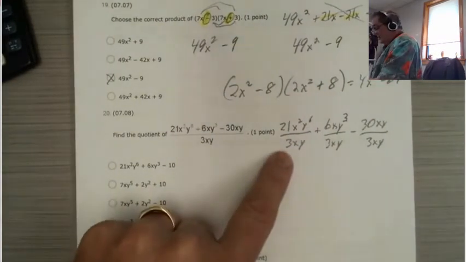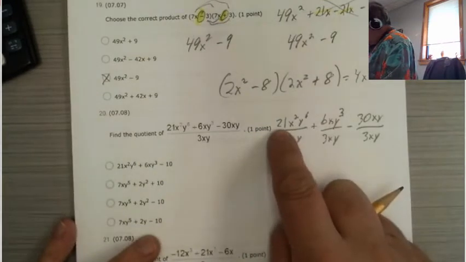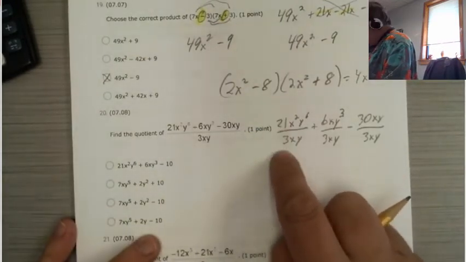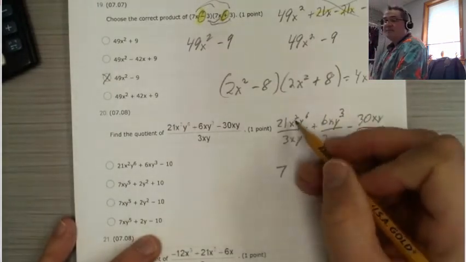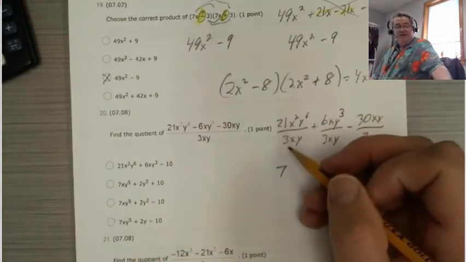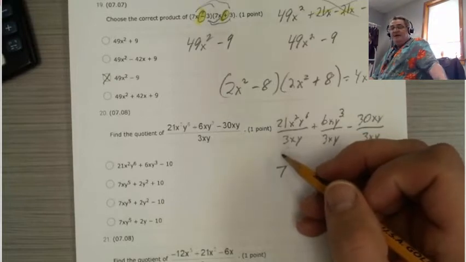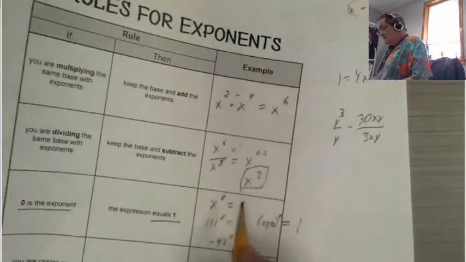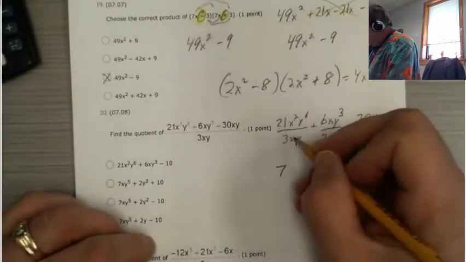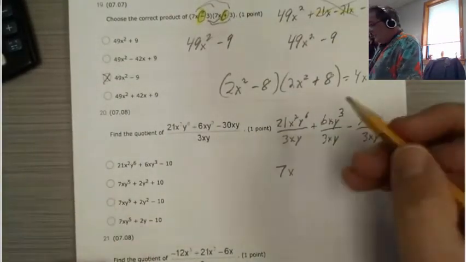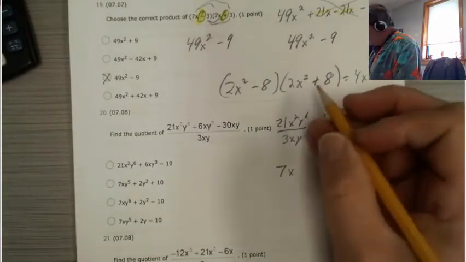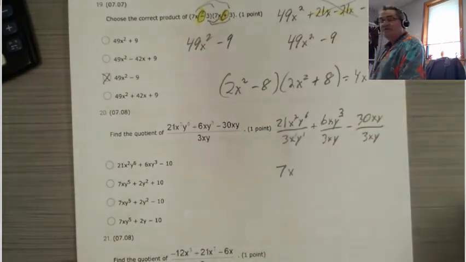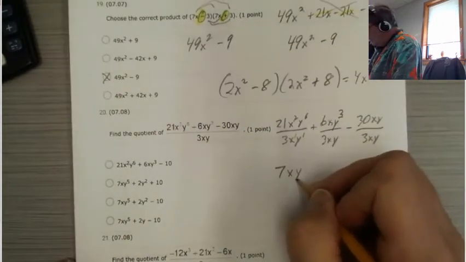And this might be easier to look at. Let's look at the constants first. 21 divided by 3 is 7. x squared divided by x. Remember the rule: when you're dividing with the same base, they're both x's, then we subtract the exponents. 2 minus 1 is 1, so that means it's just x to the first. Then we have y to the 6th divided by y, which is y to the first. So that's going to leave y to the 5th.